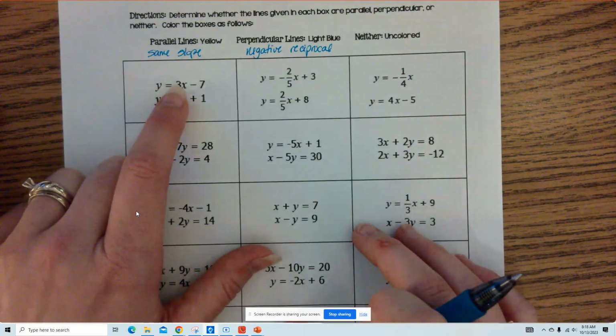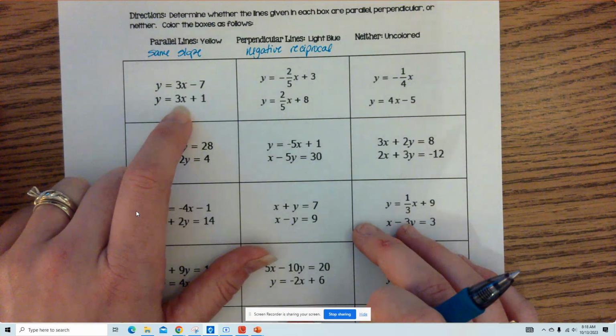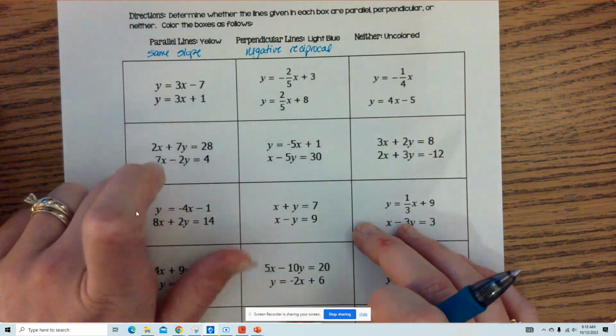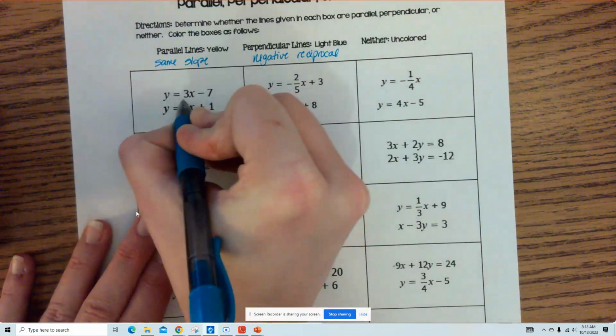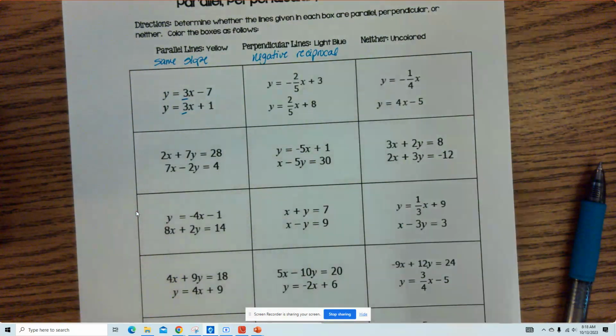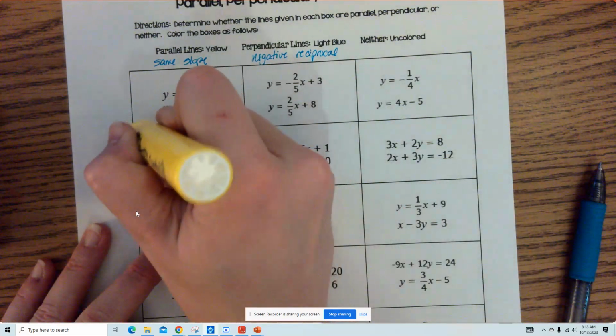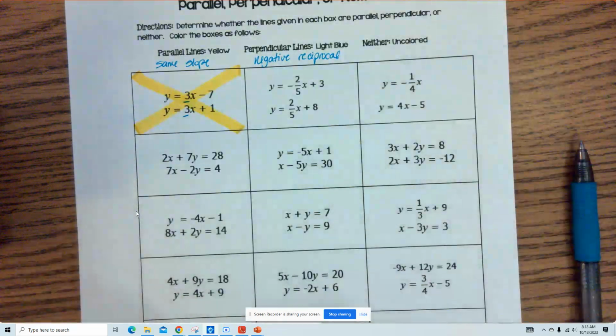Okay? So y equals 3x minus 7 and y equals 3x plus 1. What are the slopes here? 3. It's just 3. So the slopes are the same. So these are going to be parallel. So we're going to do parallel lines, yellow.